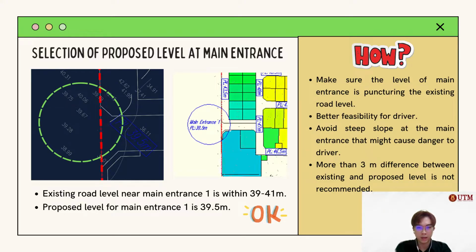We must make sure that the level of the main entrance is matching the existing road level to provide better visibility for drivers. We must avoid steep slope at the main entrance that might cause danger to drivers, especially for heavy vehicles like bus and long trucks. Lastly, more than 3 meter difference between existing and proposed level is not recommended.